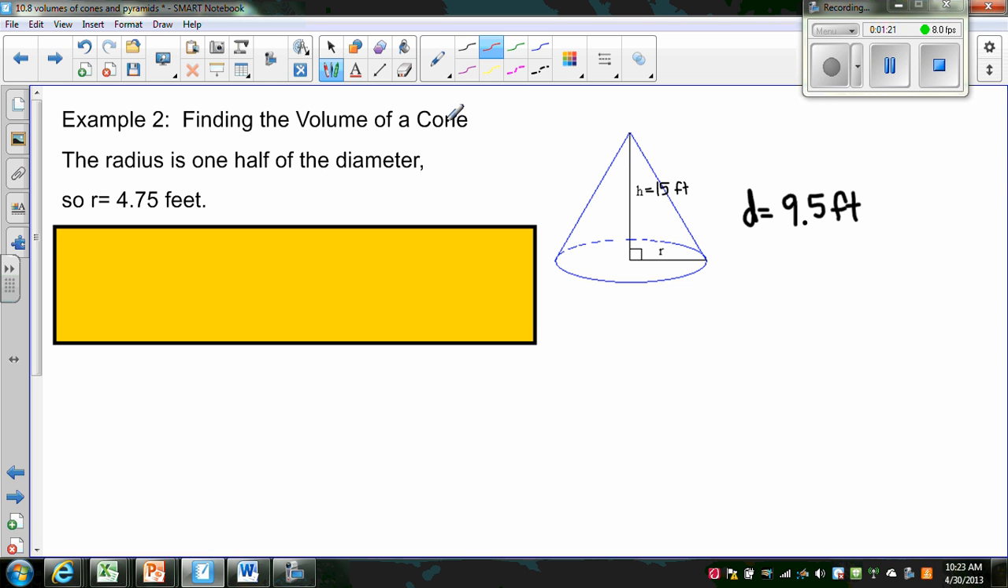What if it's the volume of a cone, though? If we have this situation where the height is equal to 15 feet and the diameter equals 9.5 feet, how could we find it? Well, first off, we know the radius is half the diameter, so our radius is going to equal 4.75 feet.